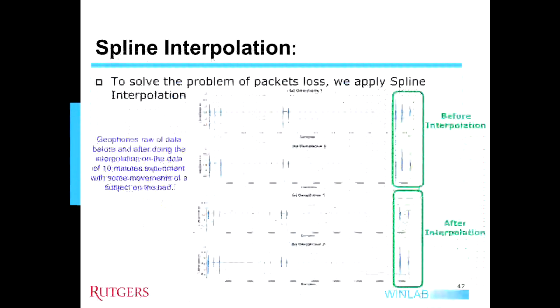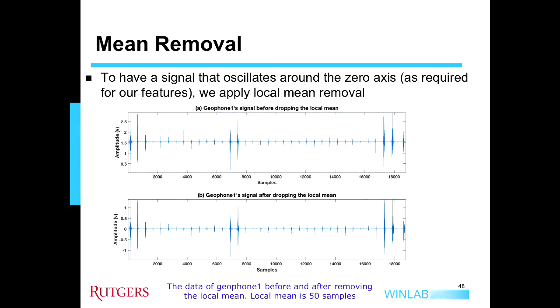So we have to interpolate the data to match them and put them in the same amount. After interpolation, we drop the local mean. I skipped all these steps previously. We drop the local mean because our features, the log and zero crossing and energy, require a signal that oscillates around the zero axis.